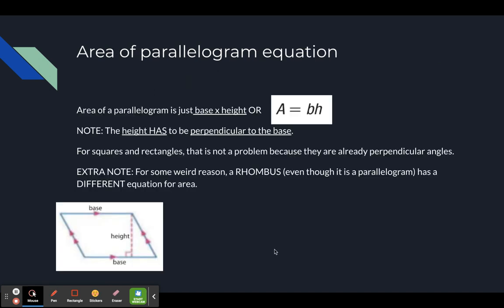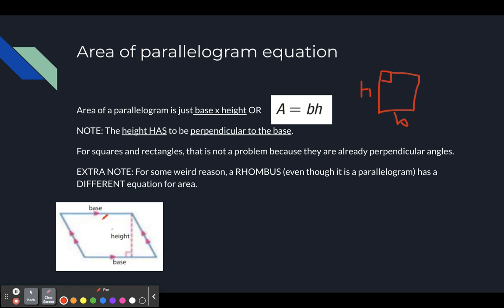Okay, area of a parallelogram equation. The area of a parallelogram is just base times height, or you can write A equals B times H. Note, the height has to be perpendicular to the base. For squares and rectangles, that's not a problem because they're already right angles, already perpendicular. So for squares and rectangles, whatever the base is, you just multiply that times the height.